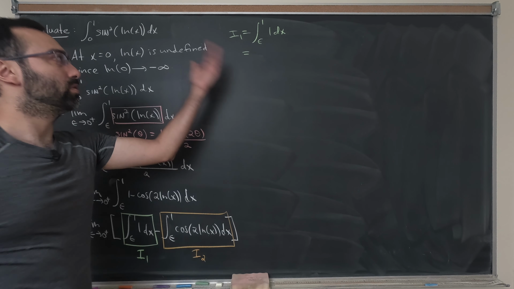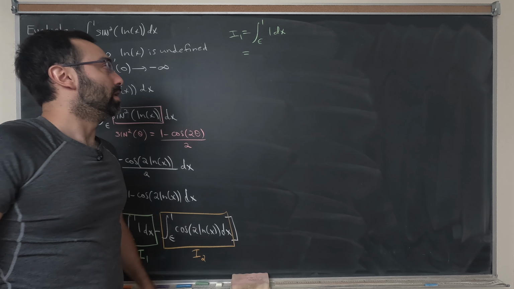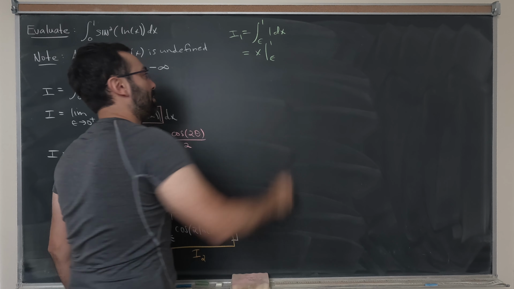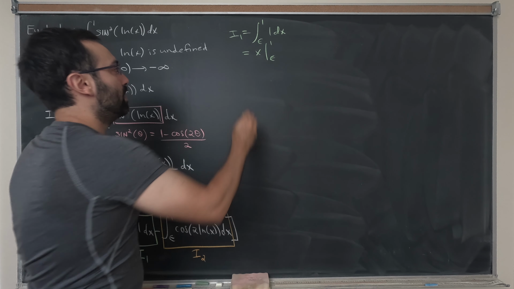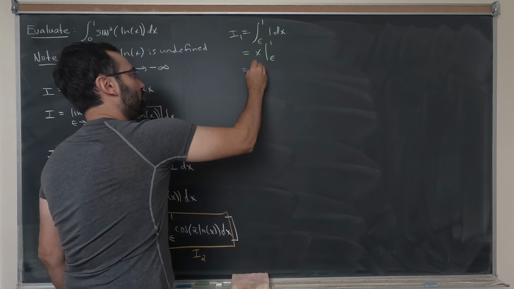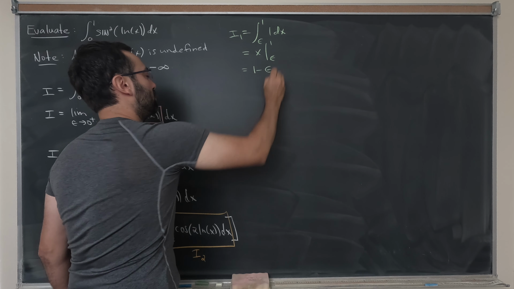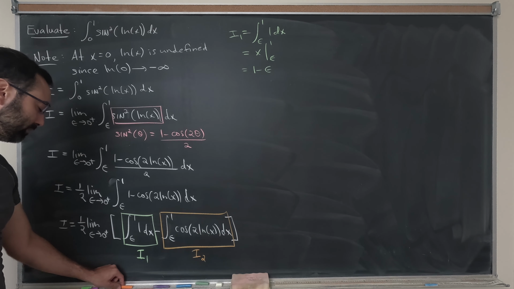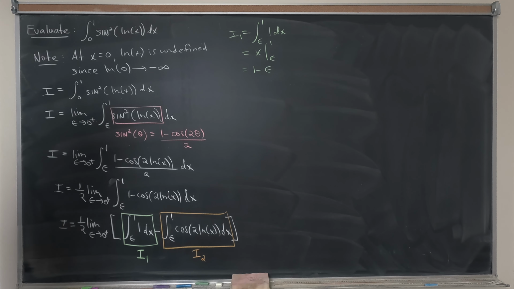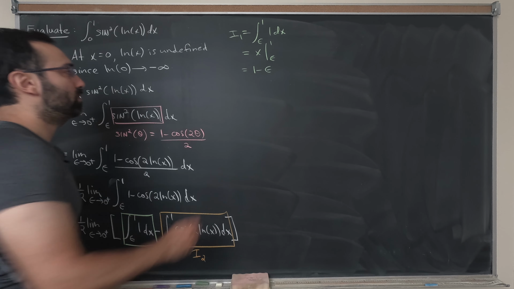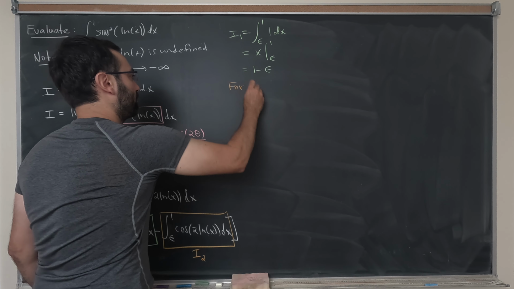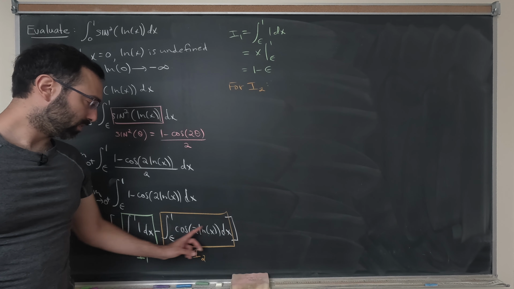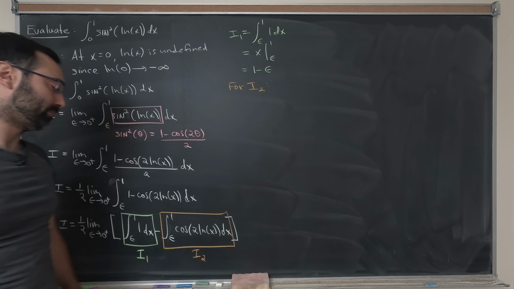which is nothing more than, well, we're integrating dx. That just gives us x evaluated from epsilon to 1. And so substituting 1 in, we get 1. Substituting epsilon in, we get minus epsilon. So there's I1. Now for I2, here's the following. We'll work this out through integration by parts.